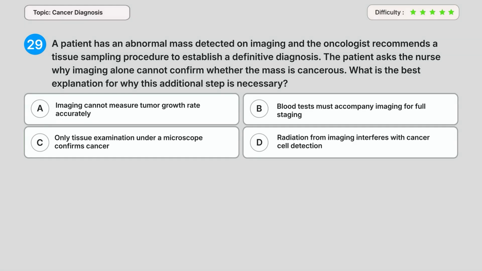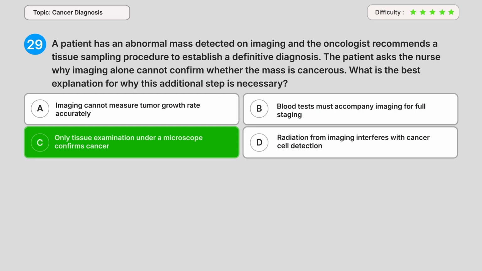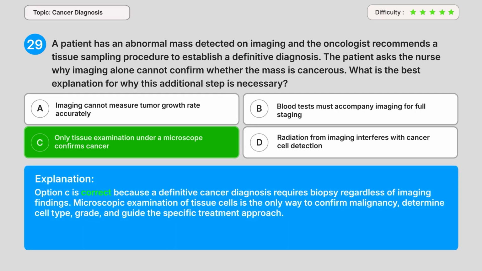Correct answer, C. Only tissue examination under a microscope confirms cancer. Explanation. Option C is correct because a definitive cancer diagnosis requires biopsy regardless of imaging findings. Microscopic examination of tissue cells is the only way to confirm malignancy, determine cell type, grade, and guide the specific treatment approach.